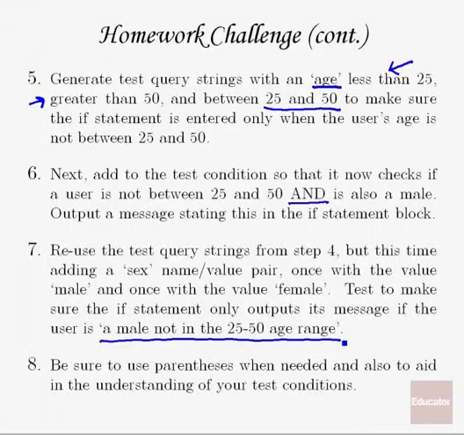And the way you can test that is use the same query strings you used in step 5 up here with the different age provided to test the 3 different age groups, but then add the name-value pair sex once with the value male and once with the value female. And you should only see the output when the sex is equal to male.